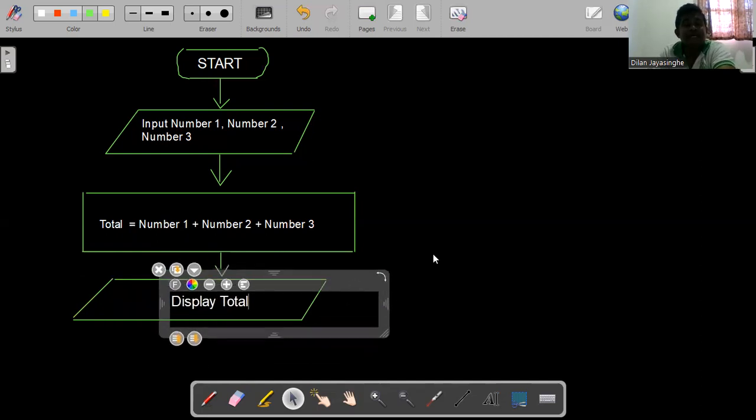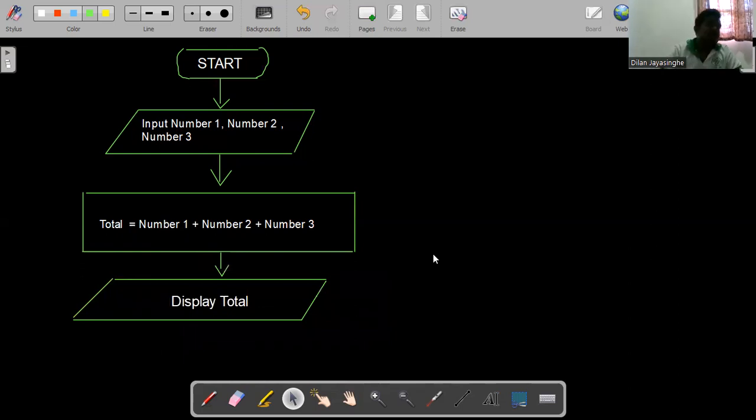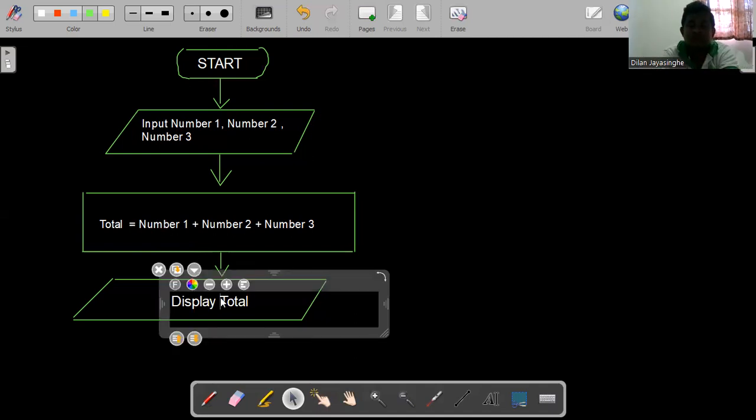As well as, there's another method of output. By the monitor, it gives a soft copy of the information. By the printers, we can get hard copies of information. So as an output task, we can say display or print total.